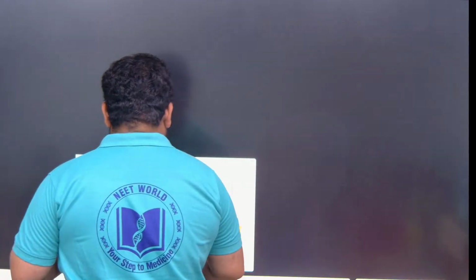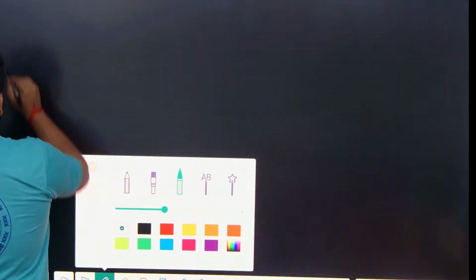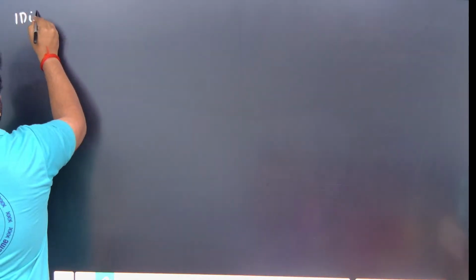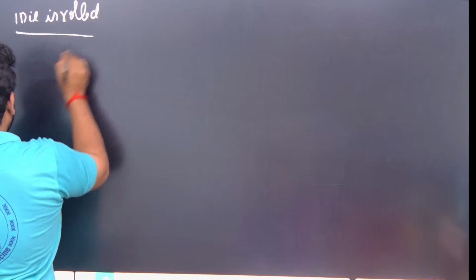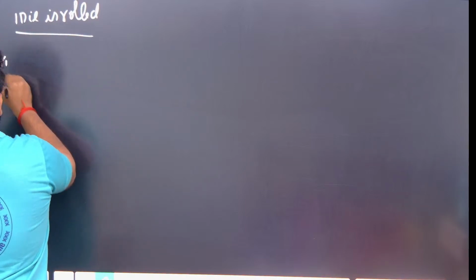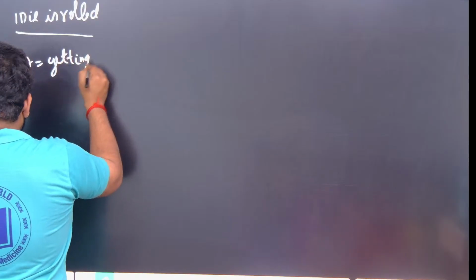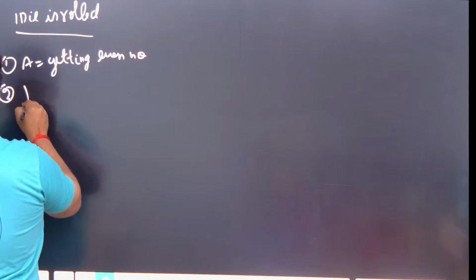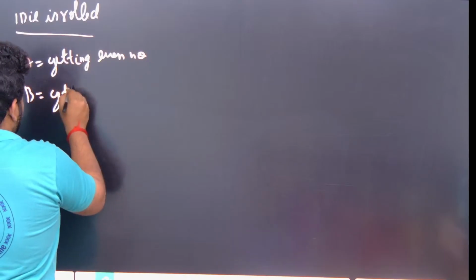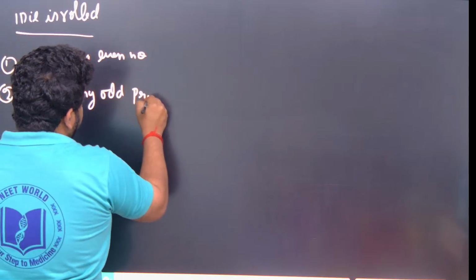So, when we talk about die, here one die is rolled. First, let me write down the questions, then I will explain. One die is rolled. First, probability: A, getting an even number. B, getting an odd prime number.